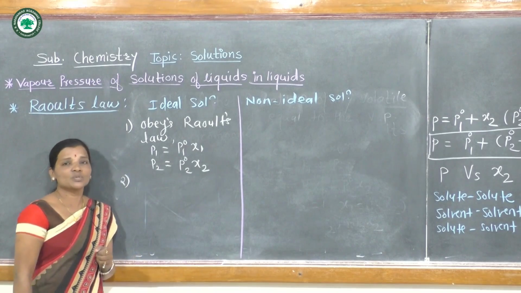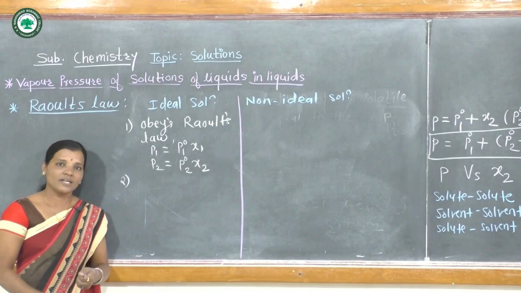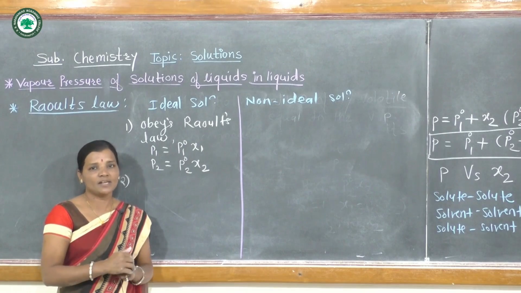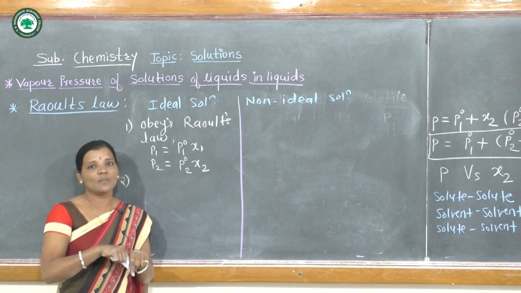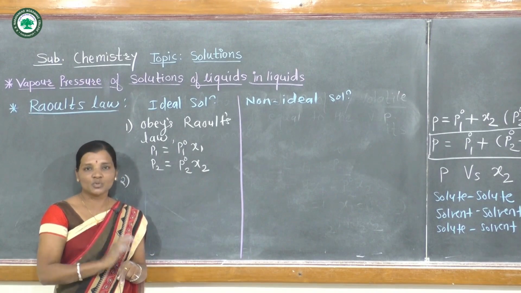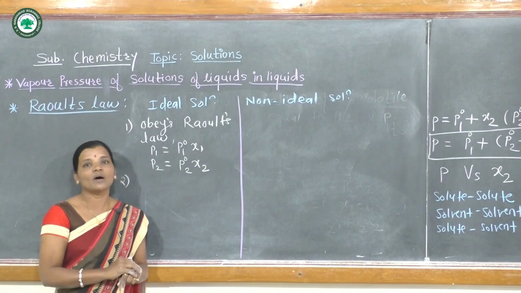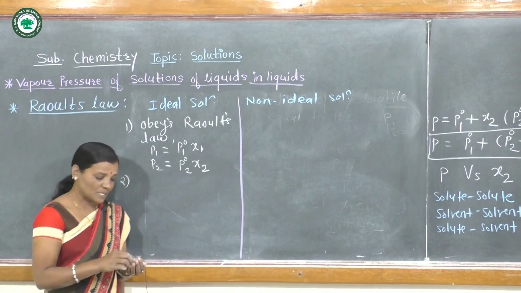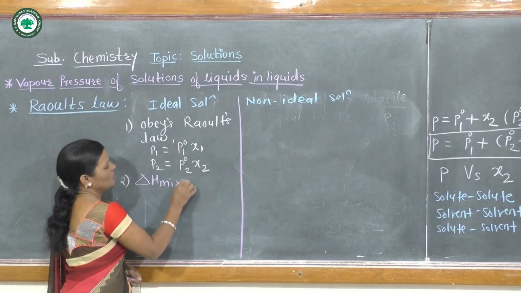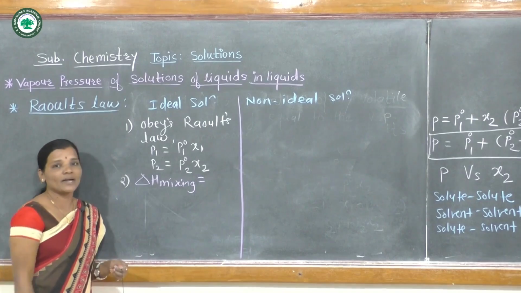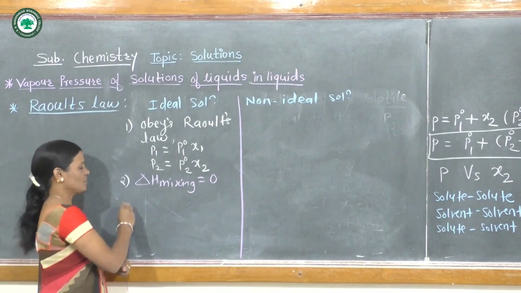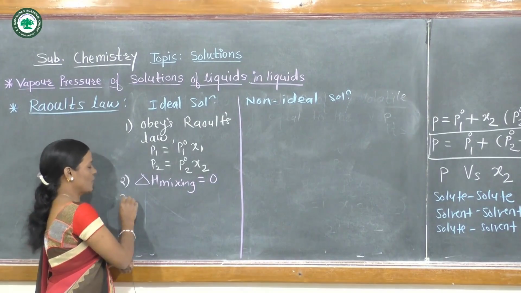Now if both the solutions are ideal in nature, then whenever we are mixing both the volatile components to form an ideal solution, during the mixing of those components there should not be any evolution or absorption of heat. That means the enthalpy change of mixing of those components to form an ideal solution should be 0.